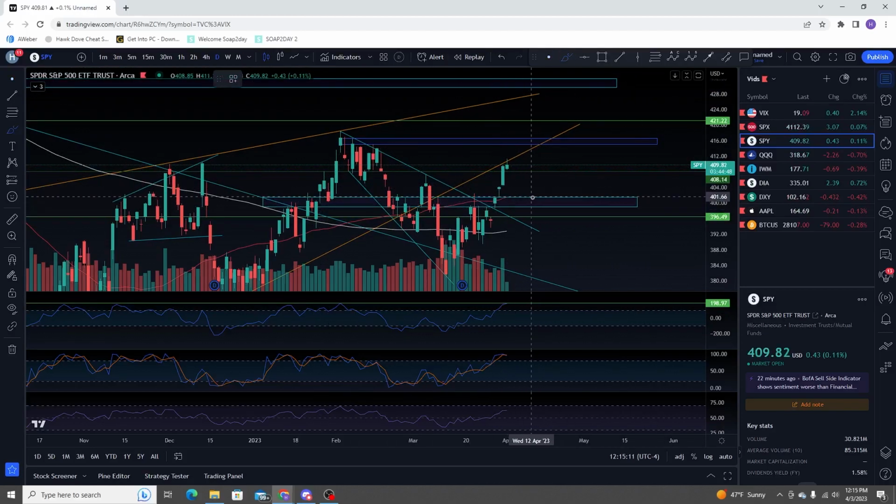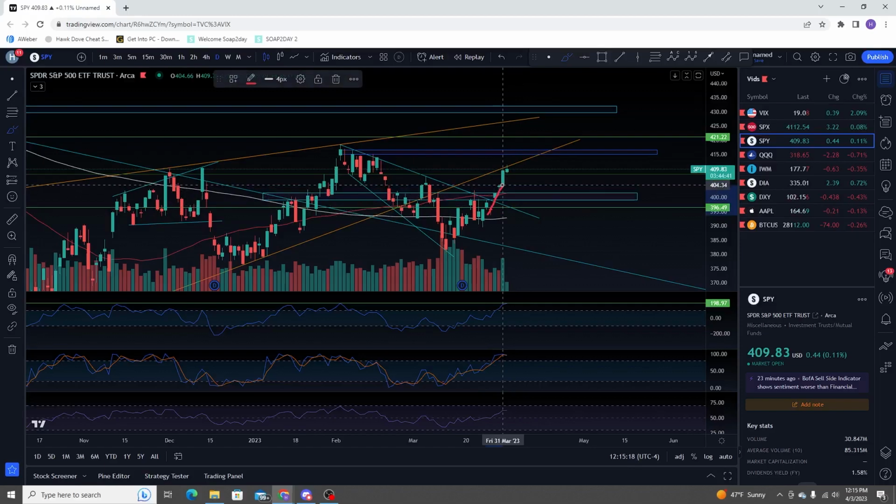SPY never ended up coming back and testing that or that. So your two structures, you just didn't test them. You just, boom, gapped on up to there and you're off to the races.